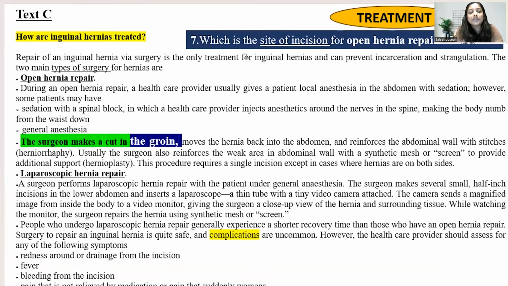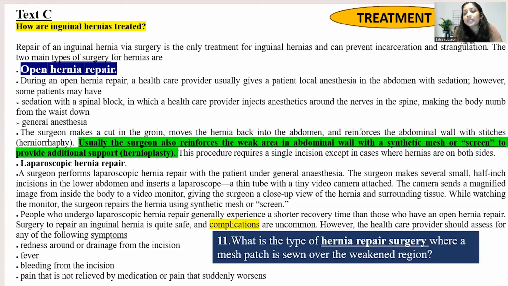Okay. Any other questions? Question number 11. What is the type of hernia repair surgery where a mesh patch is seen over the weakened region? Because here they mentioned, usually the surgeon also reinforces the weak area in the abdominal wall with a synthetic mesh or screen to provide additional support. So in which surgery? The type of hernia repair surgery, they have mentioned only two: open hernia repair and laparoscopic hernia repair. But the question already says hernia repair. So the answer will be open.